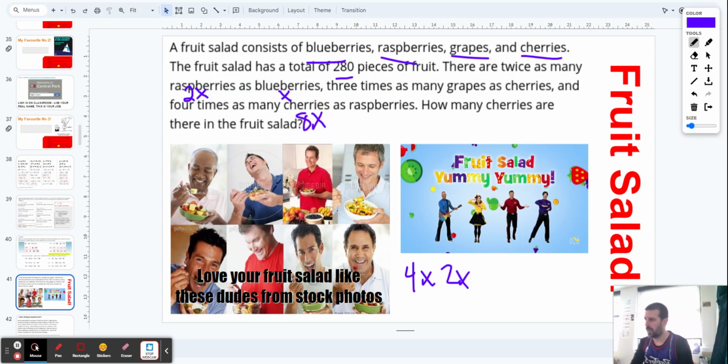Okay, and raspberries is 2X. We already established it. So blueberries is X. Raspberries is 2X because it was twice as many.